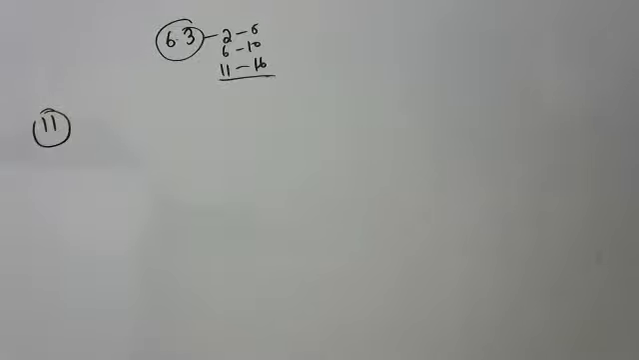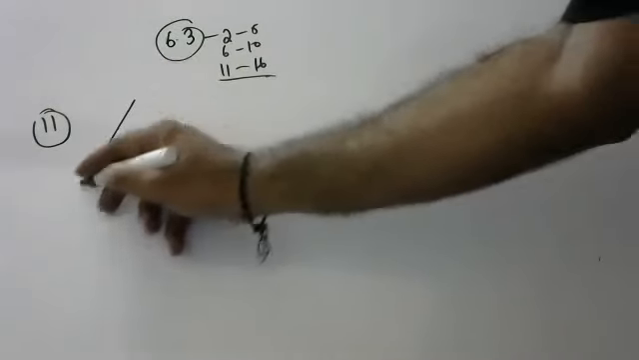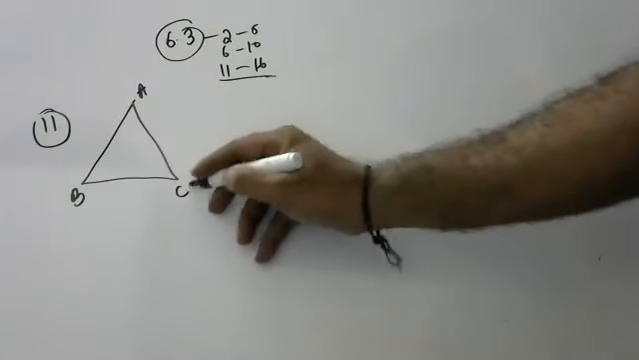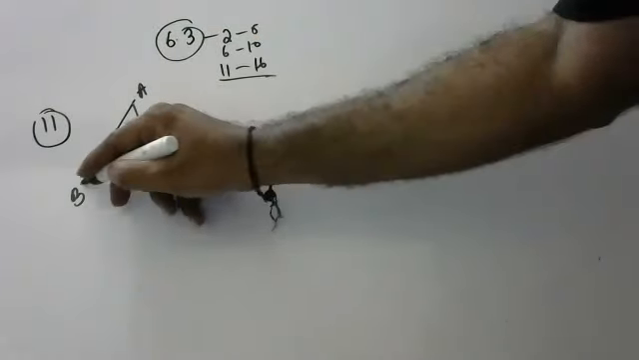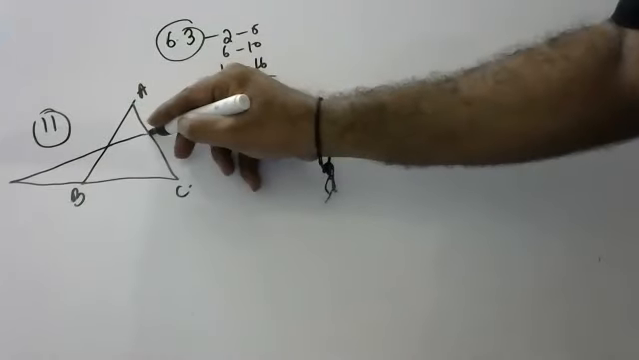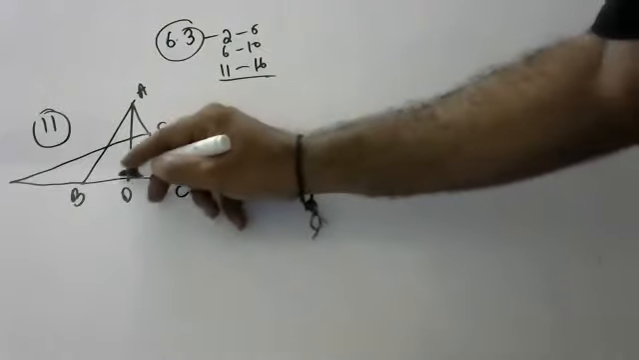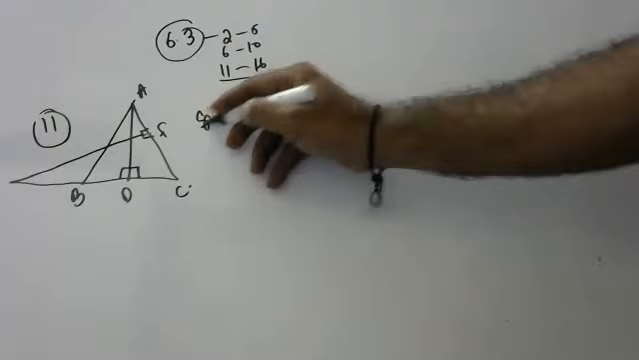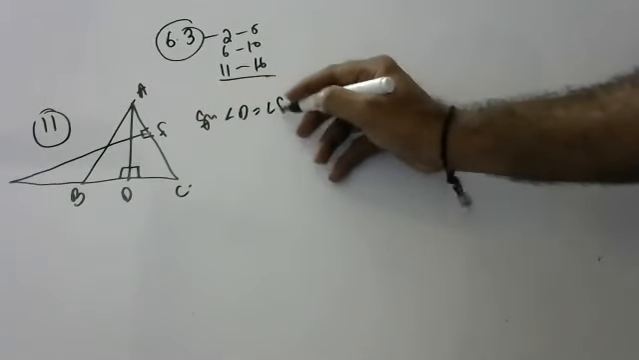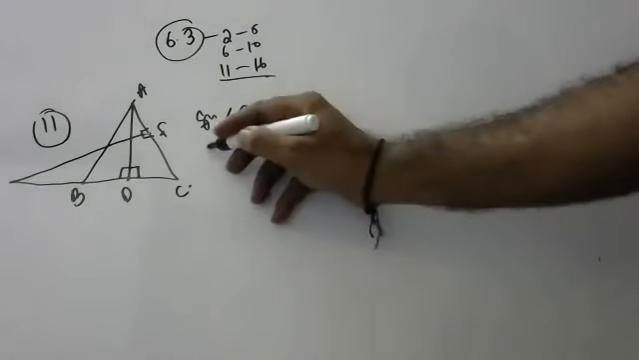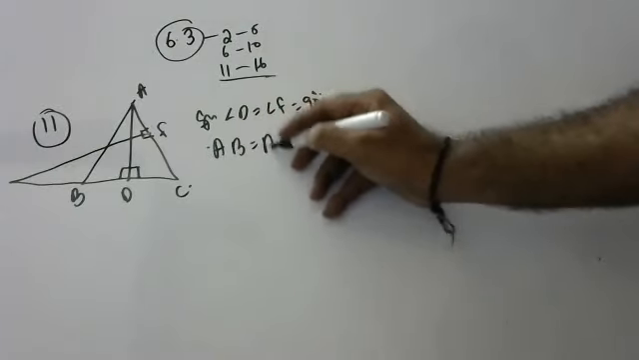11th sum. Okay, children, in the 11th sum, they told like this. Please check. A, B, C, F, B. This is 90 degrees. They have given 90 degrees. What is given, children? Angle D and angle F are 90 degrees, given. And also they give that AB is equal to AC.